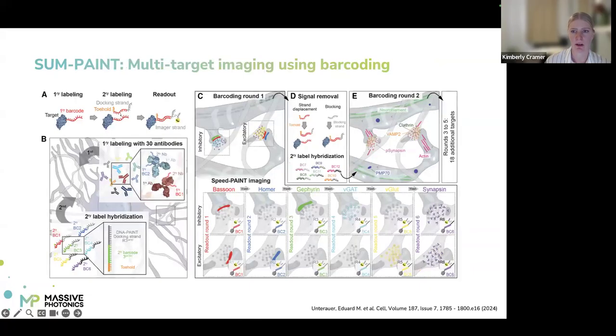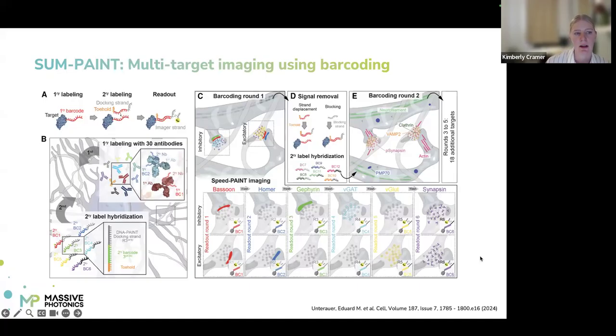So how does SumPaint work? Well, for example, in your cell, you have a target or a nanobody. You can label this with a primary DNA barcode here in A. And when you would like to do DNA paint, you need to add a secondary label, which you see here. And the secondary label contains the complementary sequence to the primary label, along with a toehold sequence in orange and the imager sequence in gray. So when this is bound to your primary barcode, you can then do DNA paint imaging. You can then remove this secondary label for various rounds.